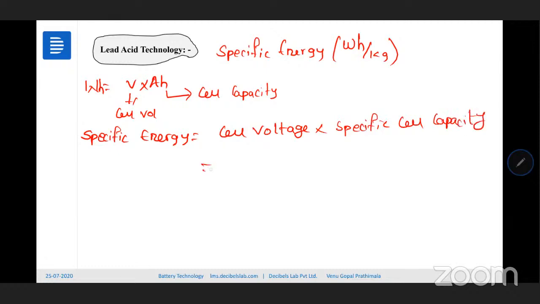Okay. So now the cell voltage, we got 1.82. And the specific cell capacity, we got around 120.19. This is the amp hour per kg. And this is the volts. So the final value will be 120.19 into 1.82. It is approximately 218.75 watt hour per kg. So this is called the energy density or the specific energy for the particular cell.